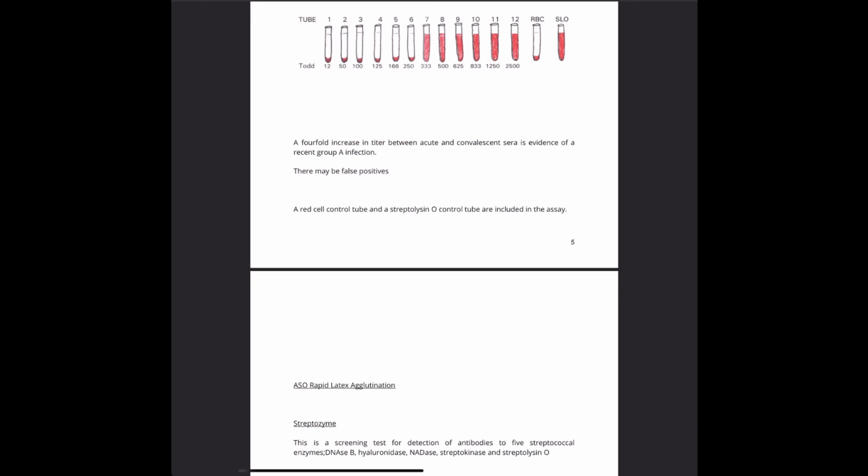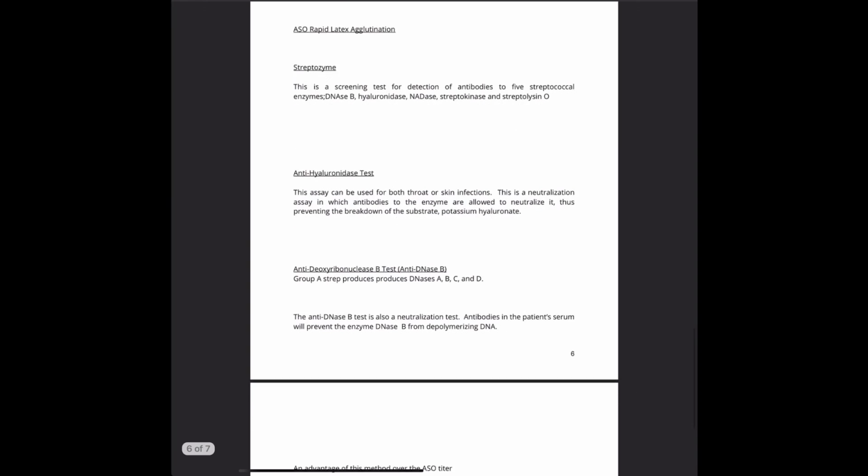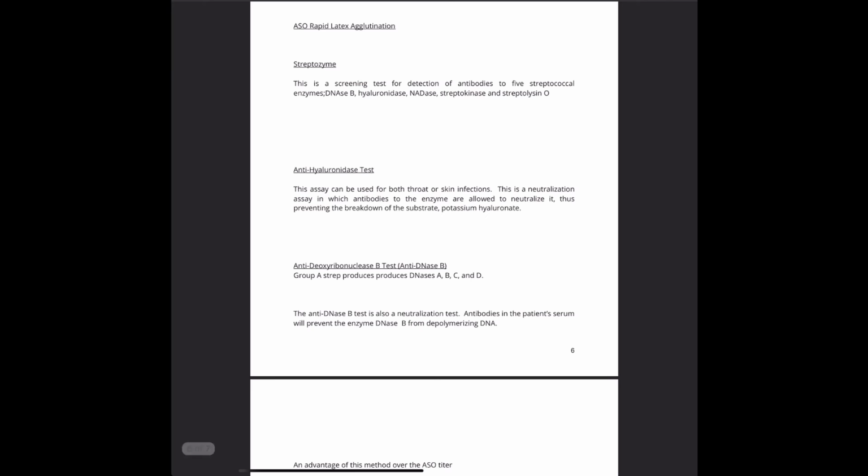So there's also an ASO rapid agglutination test, and that uses latex. So this is a screening test using polystyrene particles coated with streptolysin O that will agglutinate in the presence of streptolysin O antibodies. We also have a streptozyme test, and this is a screening test for the detection of antibodies to 5 streptococcal enzymes, and those are DNase B, hyaluronidase, NADase, streptokinase, and streptolysin O.